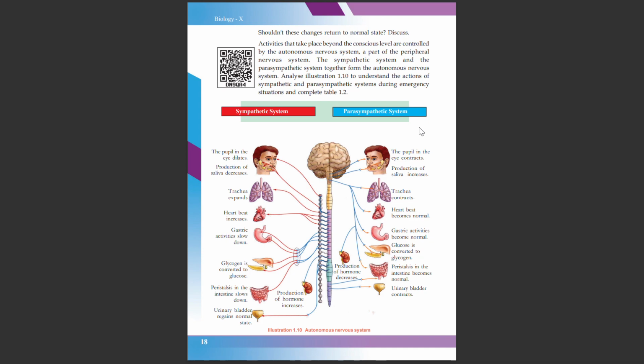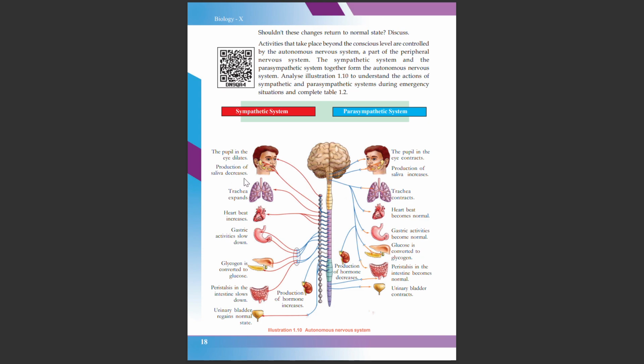Sympathetic is when you're frightened, and parasympathetic is normal. So imagine when you're frightened, the pupil, which is a hole in the eyes, the central part of the iris that has a small hole where light passes through, dilates. It makes sense, right? When you're scared, the pupil will dilate to see the thing clearly so that you can take action.